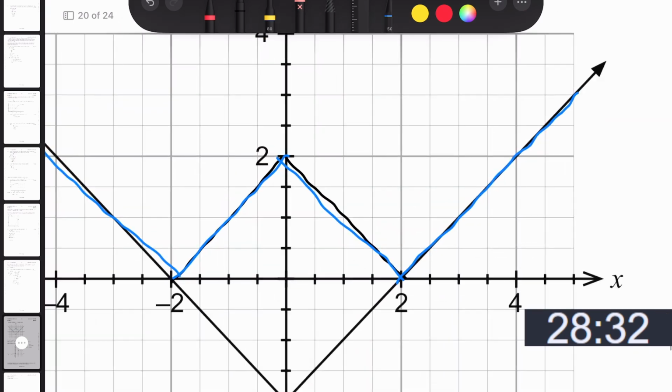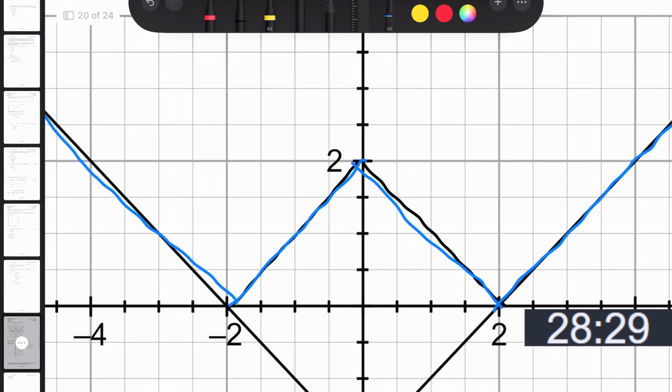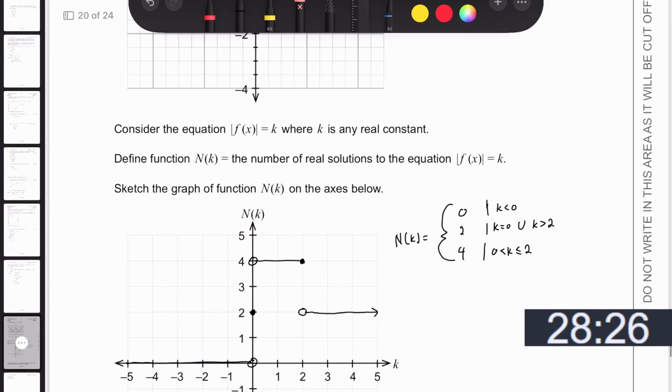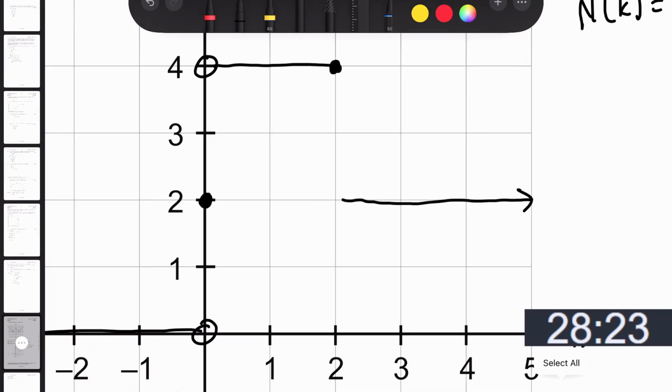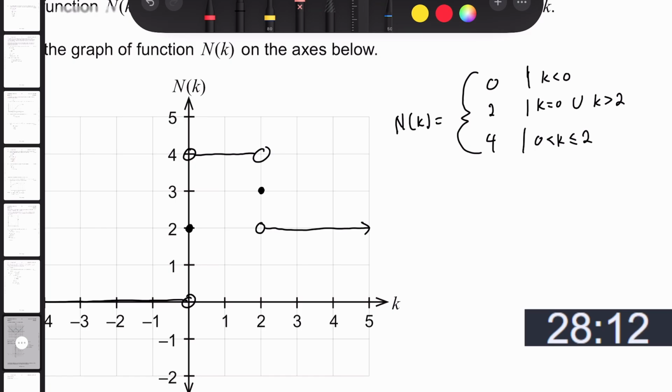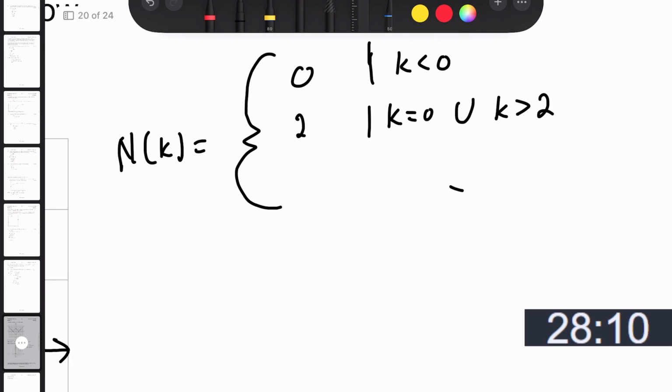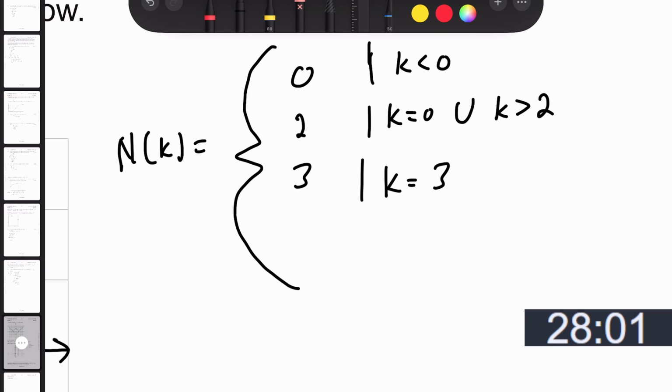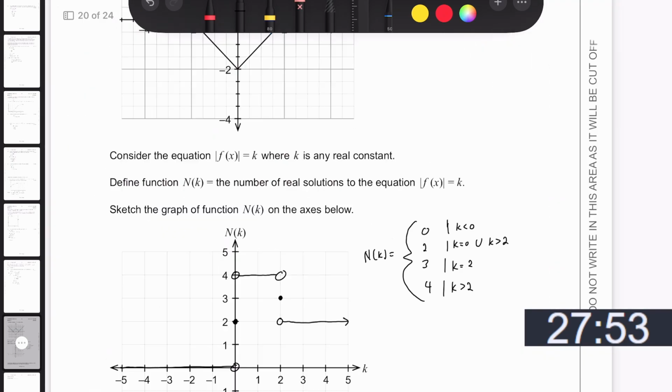Oh wait, no, because at 2 we're going to have 3. Yeah, at 2 we're only going to have 3, never mind. So open hole there as well. 3, and open hole. Okay. So 3, given that k is equal to 3, and then 2, given that k is greater than 2.